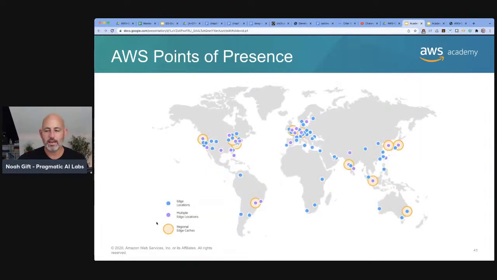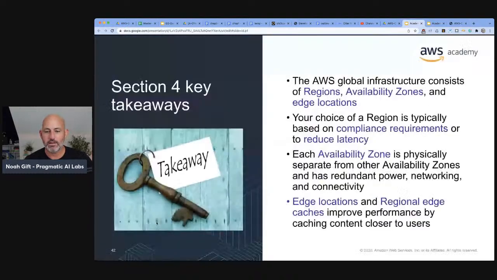Here's a good diagram of what's going on in a global infrastructure. Here we have points of presence. The edge locations are the blue. So these would be locations where your data would get cached. The multiple edge locations means it's probably a really busy location, and so they have multiple edge. And then a regional edge cache would be areas where there's a particular region that you would cache things out to.